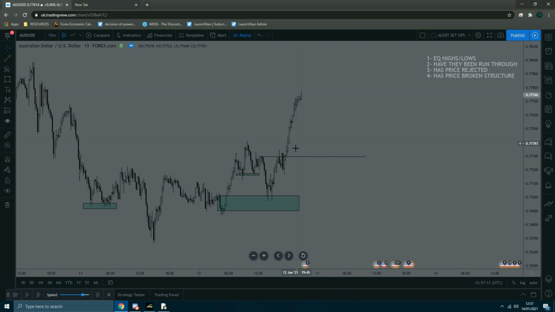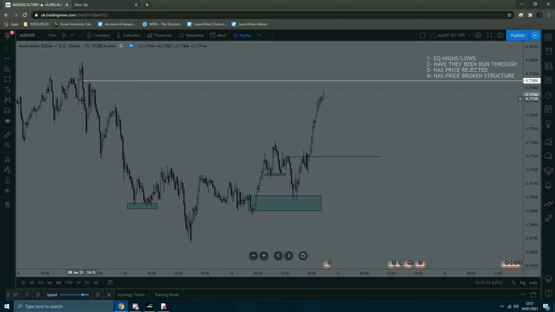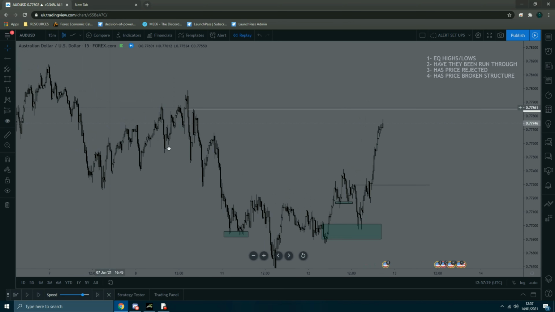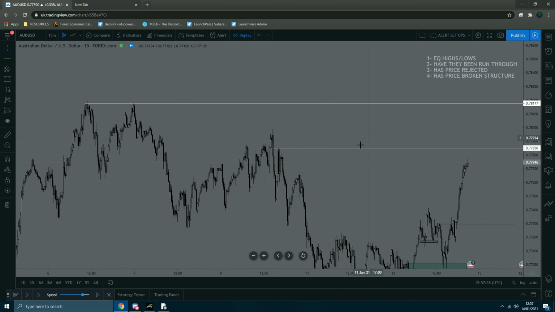Now I was already looking for potential targets before we got the entry, because I want to know where am I likely going to be able to get out of the market. My first target is sitting just above here. So that's going to be my first target. Now if I zoom out a little bit more, there's a really clean set of highs up here, and I think the market's probably going to go for these as well. So that's going to be my second position. Once I take my first position off here, I'm going to move my stop loss into profit and let the other one run up to this point.